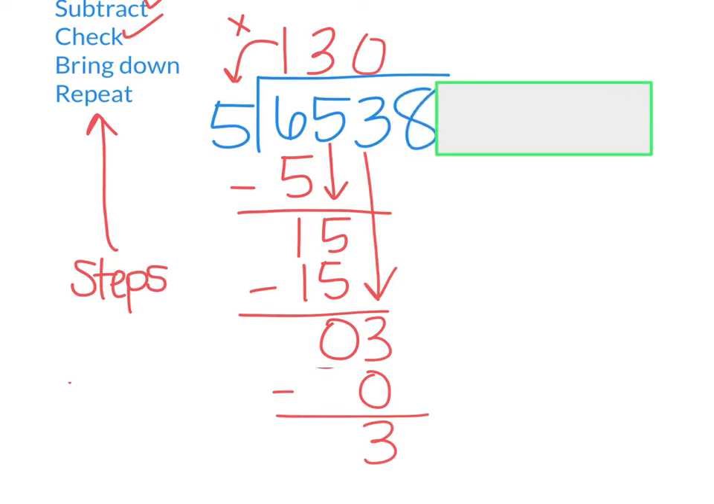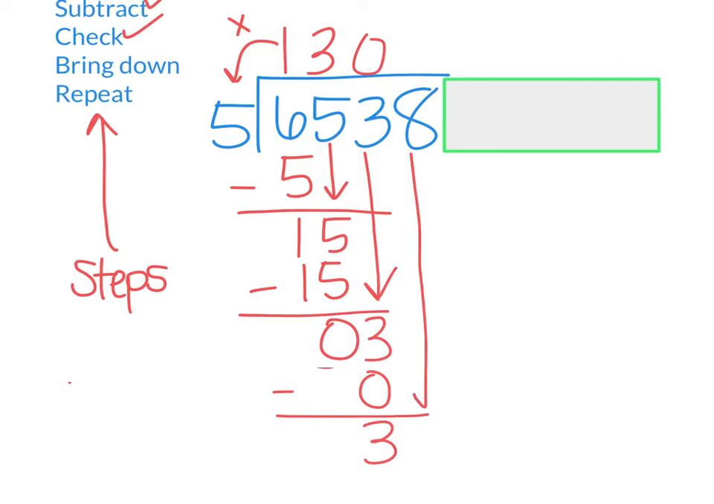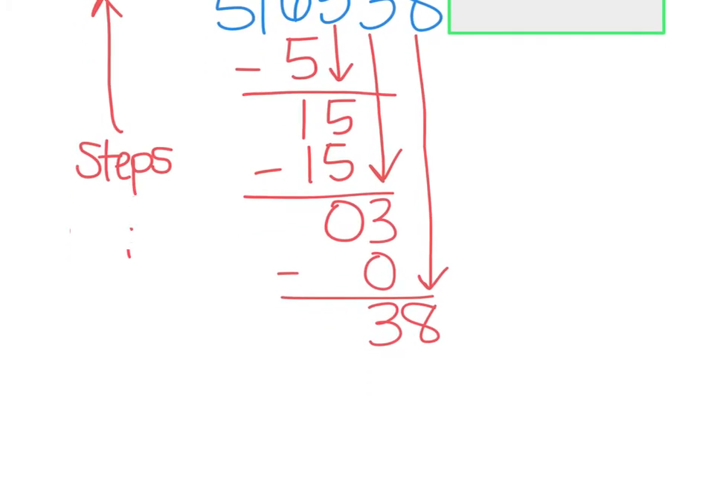And then I'm going to bring down my last number that I have, which is 8. So now I'm going to start back up at the top, and I'm going to divide. 5 goes into 38 7 times. After I divide, I multiply the number I just put up here on top by my divisor over here. 7 times 5 is 35.